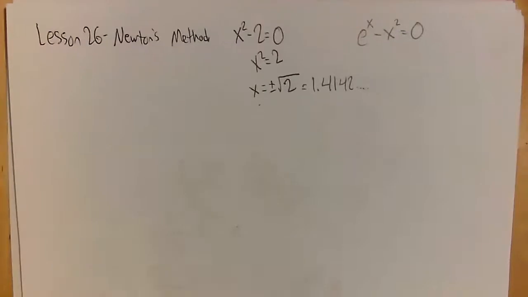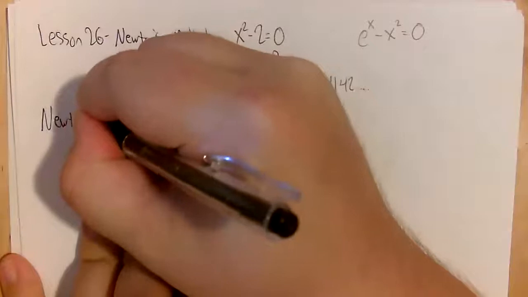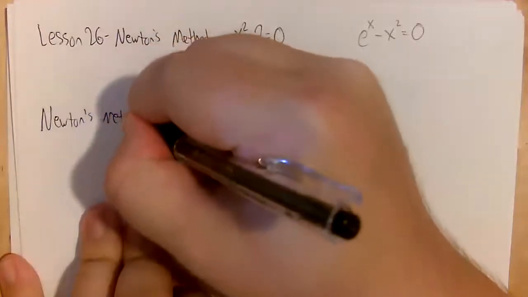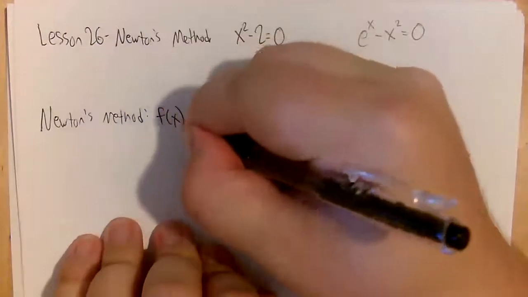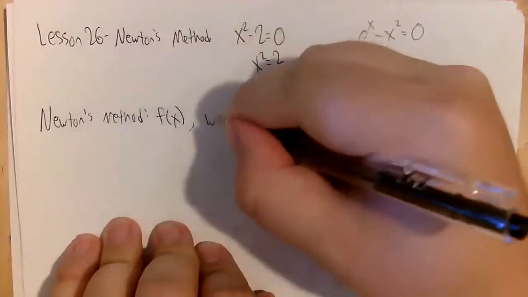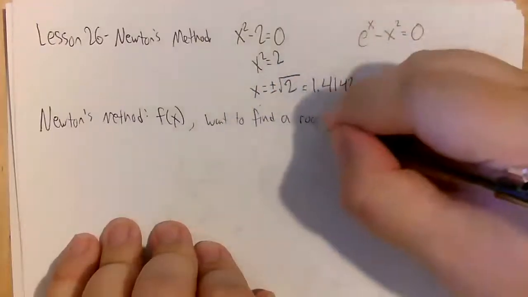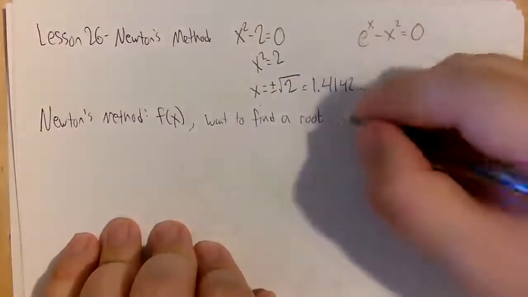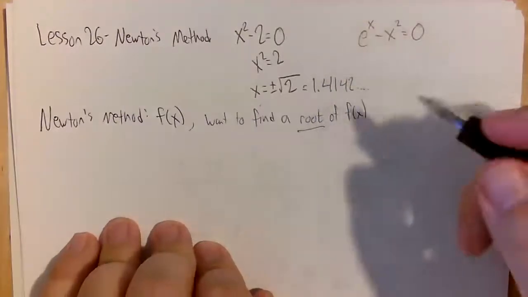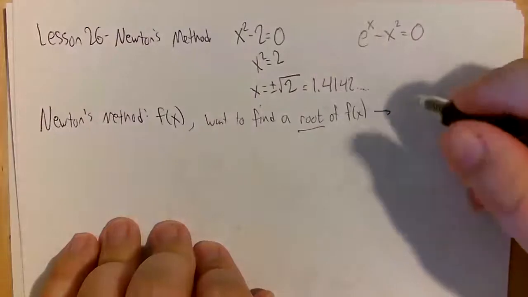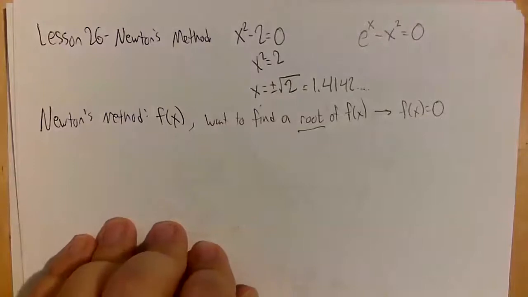All right. So what is Newton's method? Let's introduce it here. So suppose we have a function f of x. And what we want to do is we want to find a root or an x value that makes f of x equals 0. So that's what a root is. A root is an x value where f of x will be 0. So that's our goal here.